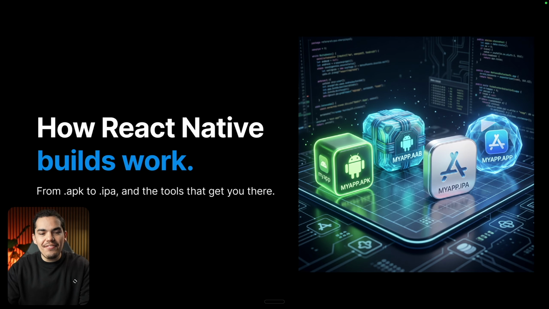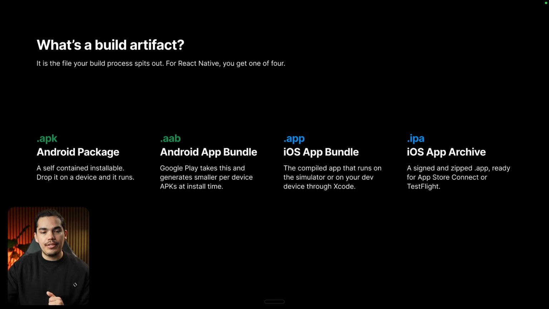Okay, so how React Native builds work. React Native allows you to create iOS and Android apps fully native, and each platform has its different type of builds and artifacts. So we first need to understand how that works. Basically, an artifact is the file that your build process spits out. These are the four types of artifacts.